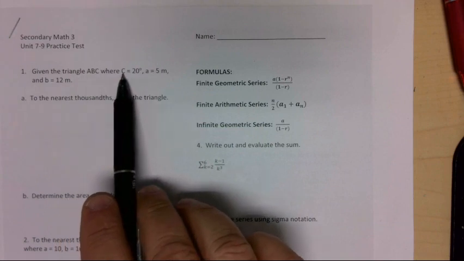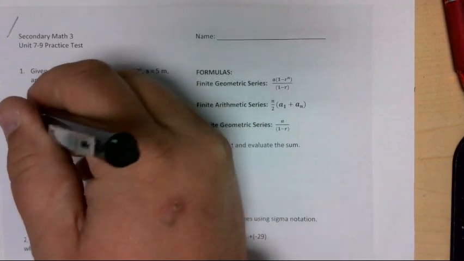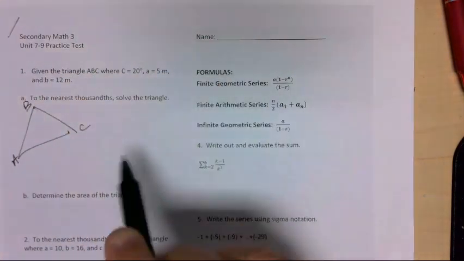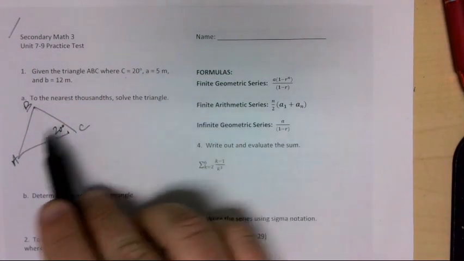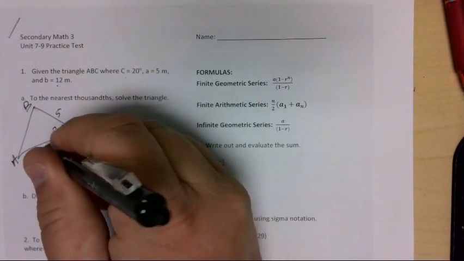Given a triangle ABC where C is 20 degrees, A is 5, and B is 12. First thing I'm going to do is draw the triangle ABC. It says angle C is 20 degrees. Side A, that's over here, is 5. Side B is 12. That's here.